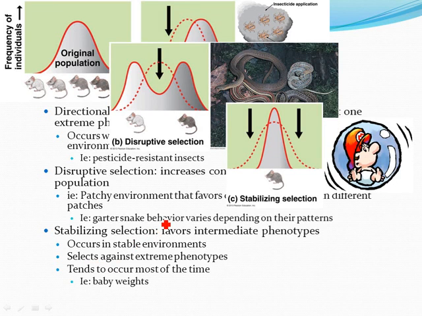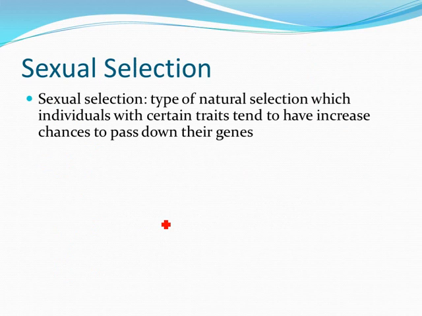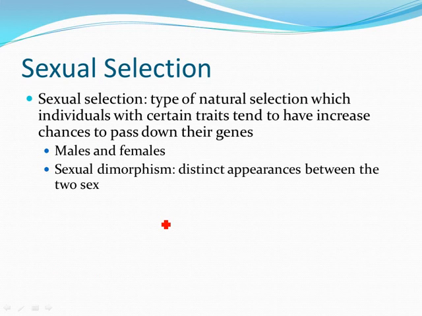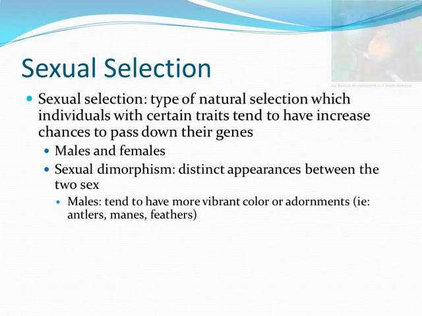Finally, we have sexual selection. This is a type of natural selection where individuals with certain traits are preferred as mates, and it increases the chances of passing down those traits. So we have males and females, of course, and there's this thing called sexual dimorphism. It's more apparent in animals than in humans, but there are distinct appearances between the two sexes, not only when we're talking about genitalia, but also other outer appearances.